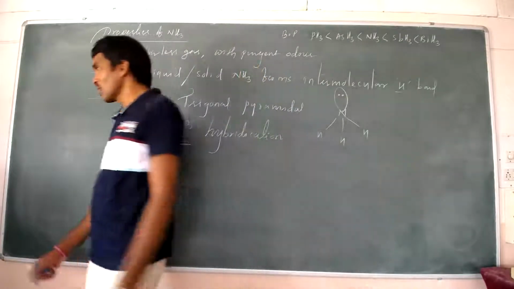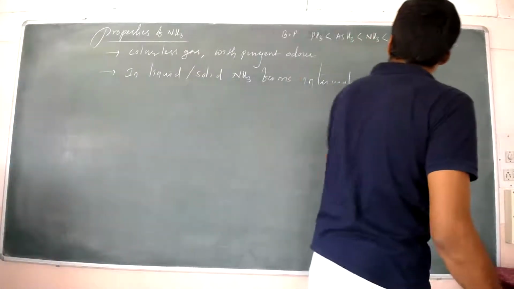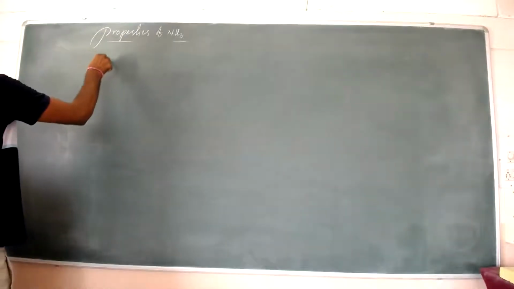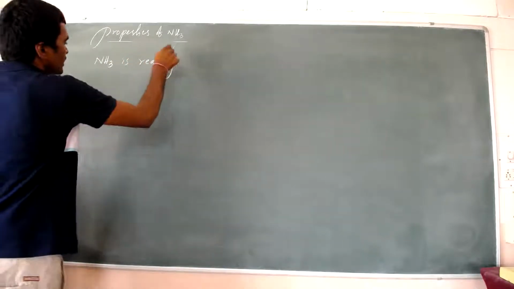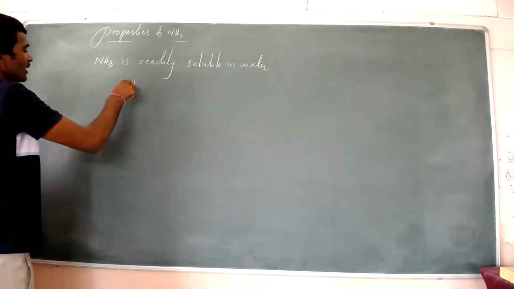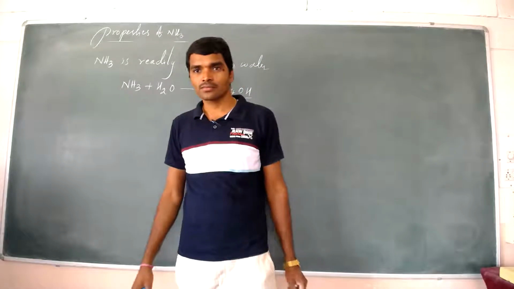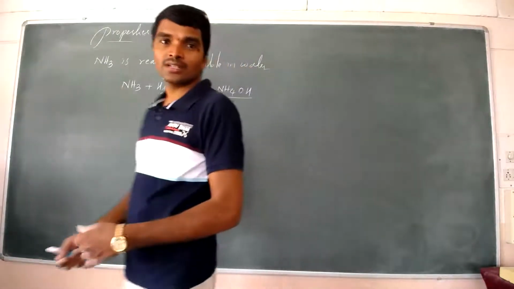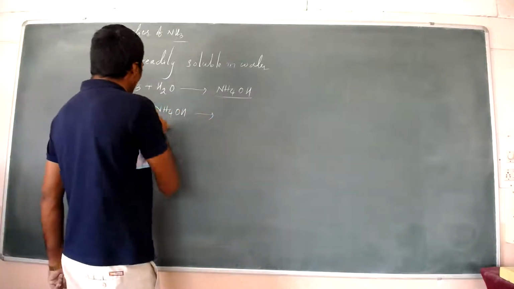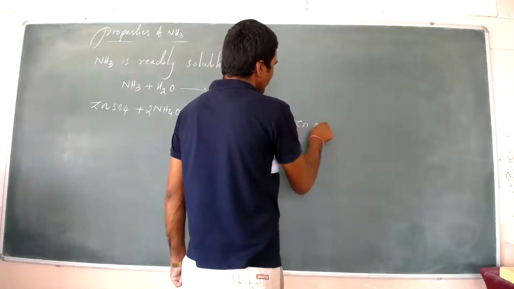Ammonia is readily soluble in water. See, ammonia NH3 reacts with H2O, then ammonium hydroxide is formed, which is of weakly basic nature. Okay, this ammonium hydroxide reacts with some metal salts. Now I am going to take zinc sulfate reacting with ammonium hydroxide; then ammonium sulfate is formed, plus zinc hydroxide is formed. This is a white precipitate.